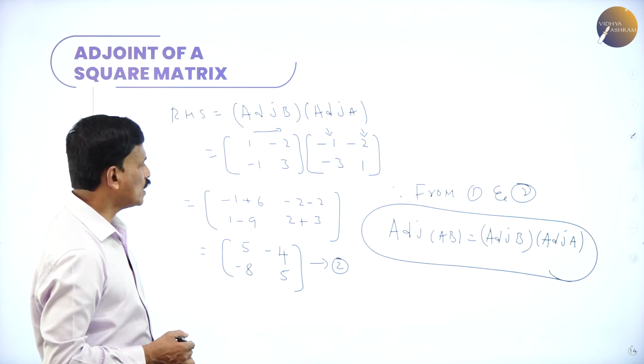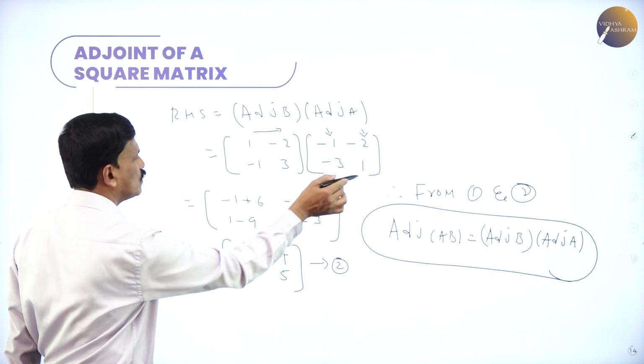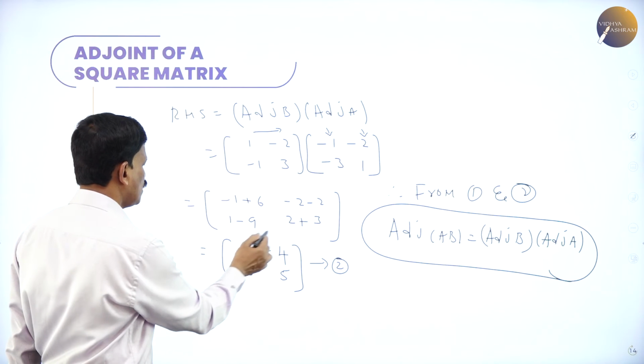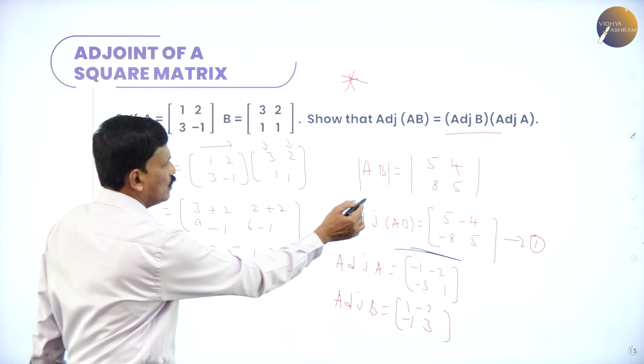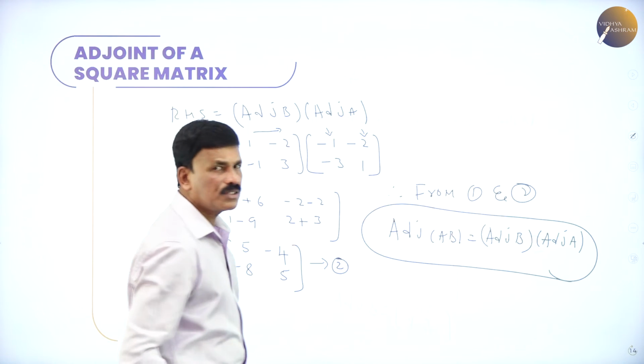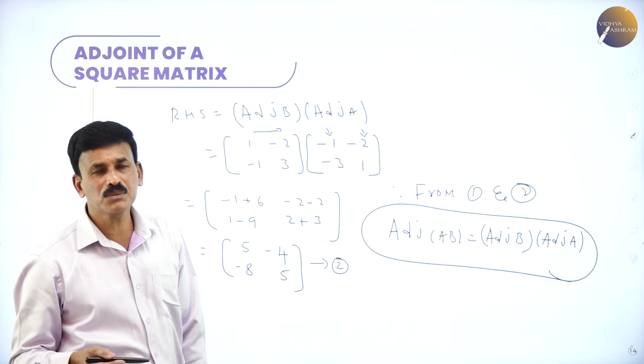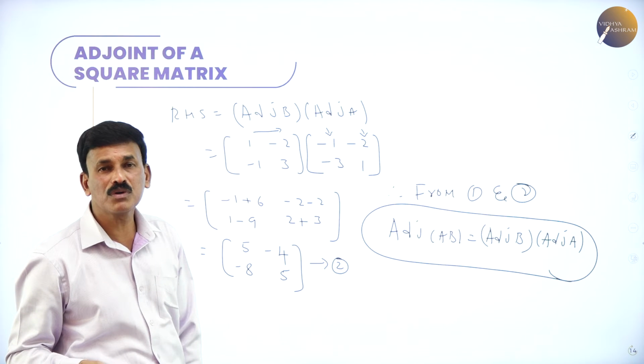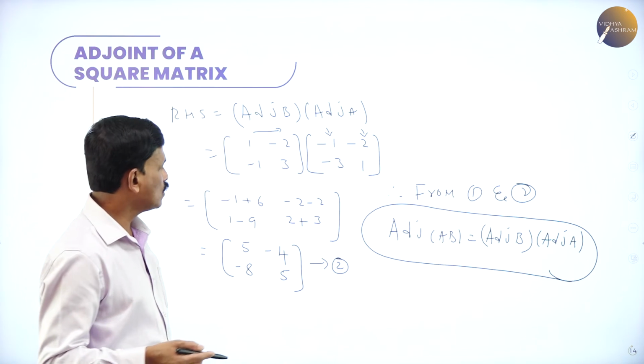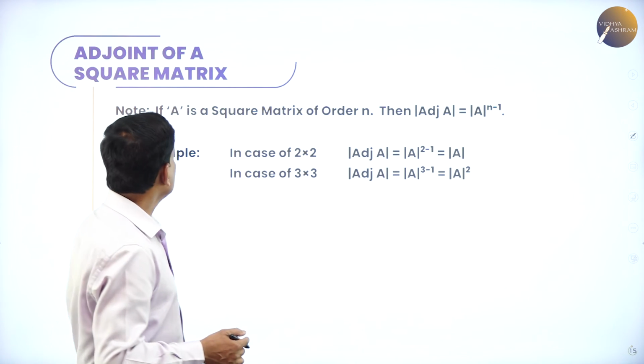So, therefore, adjoint of AB is equal to adjoint of B into adjoint of A, that is [5, -4; -8, 5]. This is how we are going to verify. This is also important. Sometimes you may expect this for 4 marks or 5 marks questions. Now, let us come to the next concept.